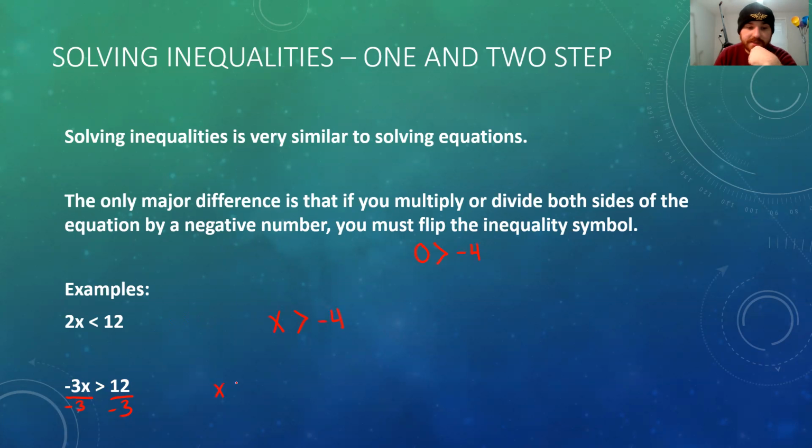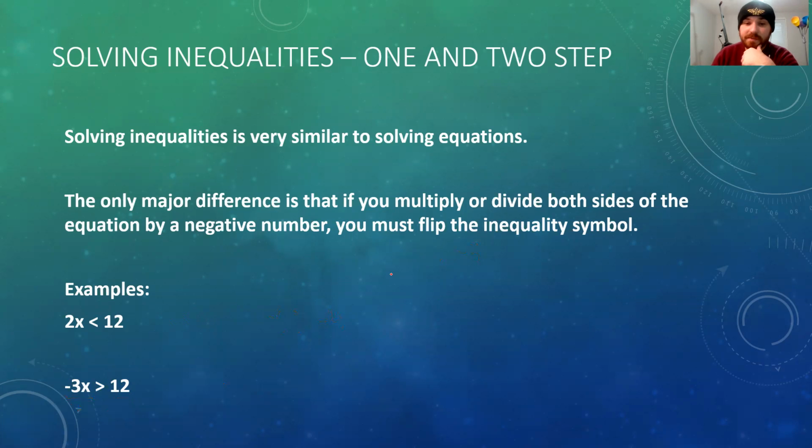So what I'm going to get is x is less than negative 4. So all I've done is taken the original symbol, and since I divided by a negative number, I flip it around. This is the only real difference between inequalities and equations: when you're using those negatives, you're going to end up with a lot of situations where you have to flip the symbol.